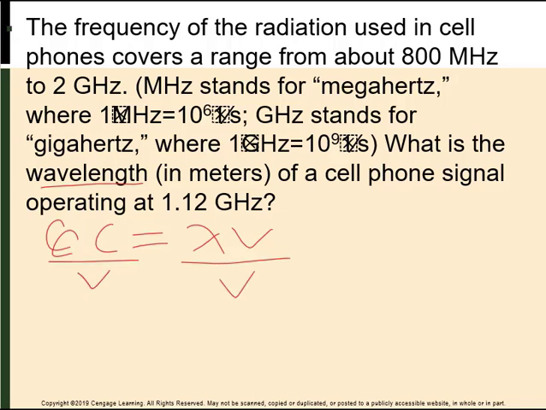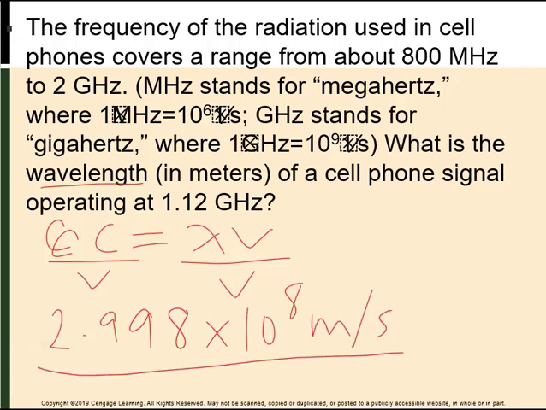We know c is always the speed of light, 2.998 times 10 to the 8 meters per second, and we're going to be dividing by v, which is 1.2 gigahertz, 1.12 times 10 to the 9th. On your calculator, you're going to do 2.998 E8, which is times 10 to the 8th, divided by 1.12 E9, or times 10 to the 9th. You should get 0.268 meters.